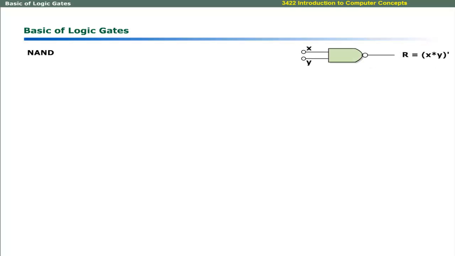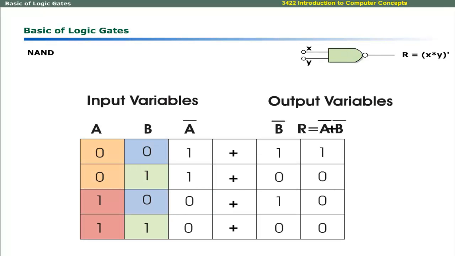Complemented AND gate is represented by the equation A bar plus B bar. The truth table for complemented AND gate is represented like this.